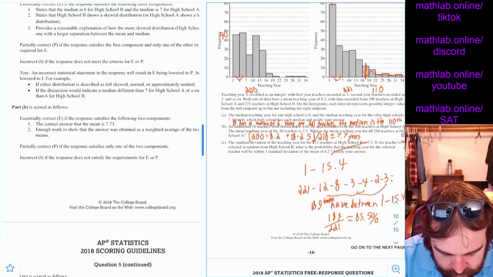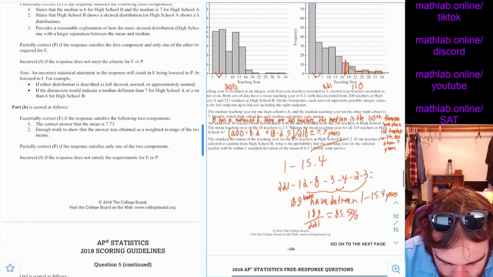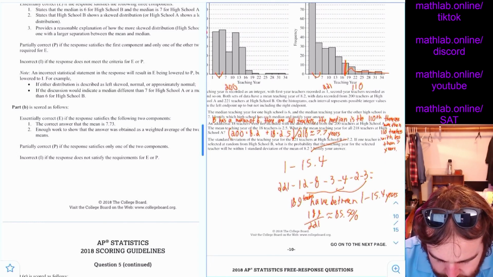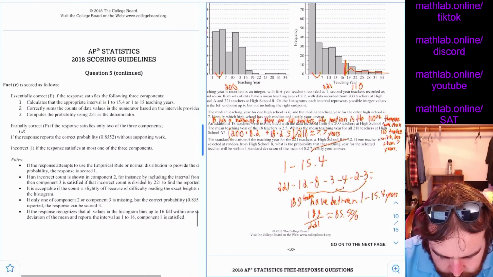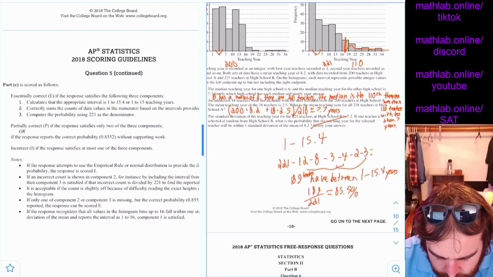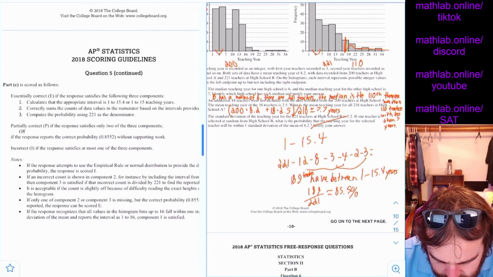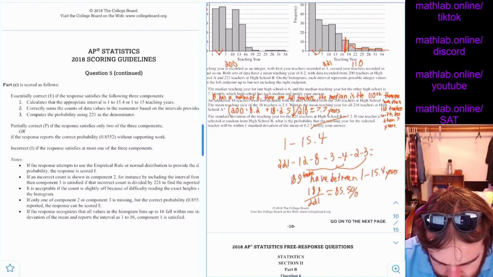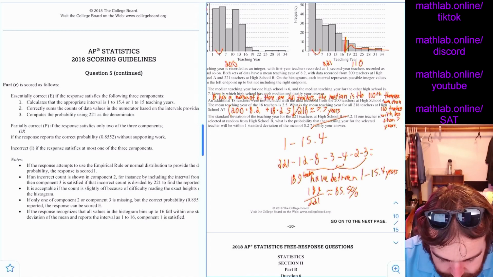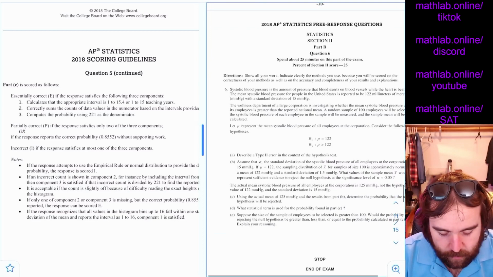Correct answer, the mean is 7.73. That's fine. Enough work to show the answer is attained by a weighted average. Yes, I did that. Calculates the approximate interval of 1 to 15.4. Correctly sums up 85.52. Yeah. Computes the probability using 221 as the denominator. Yeah. I did all of that.